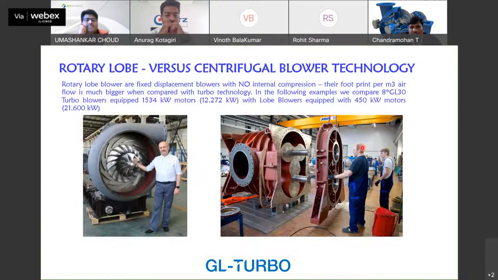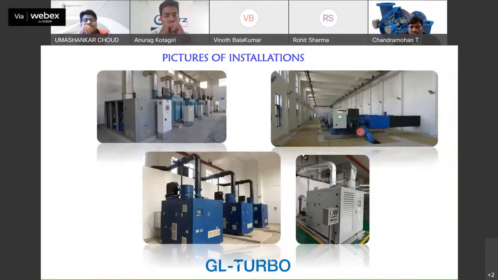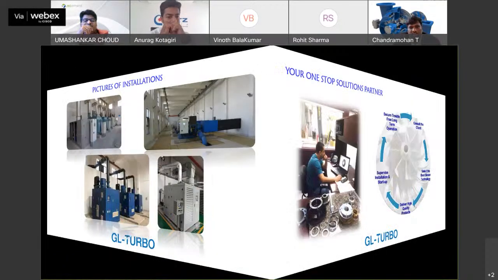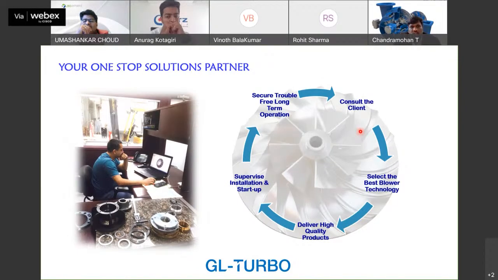And this is just for an idea of how the lobe and gear machine looks like. And these are a few installations we have available in India. And this is our regular style of working, which is consulting the client, selecting the blower technology, driving through the qualities, and supervising the installation and startup. And this is how we run through.